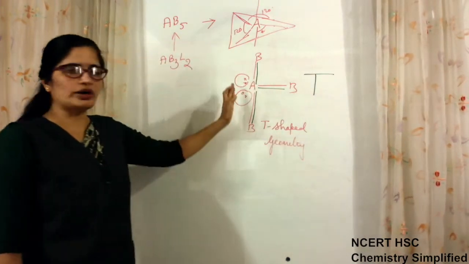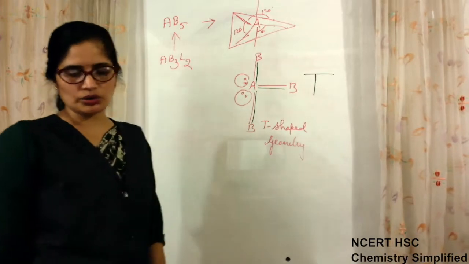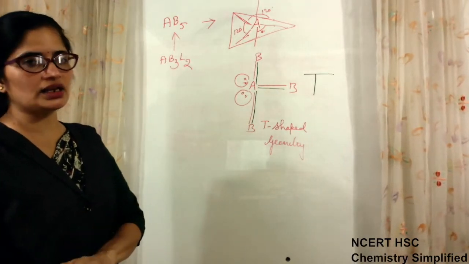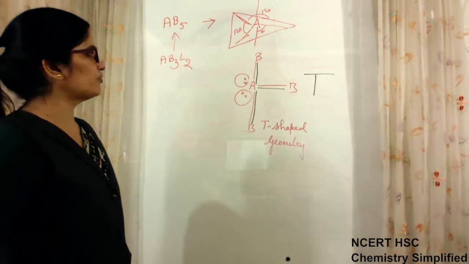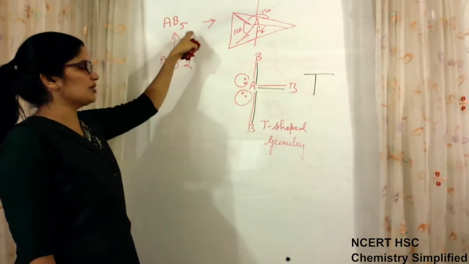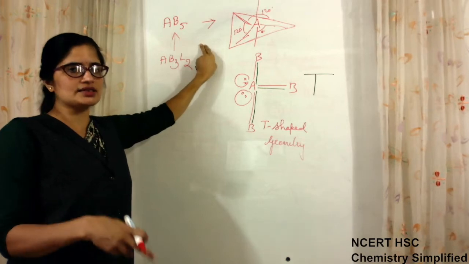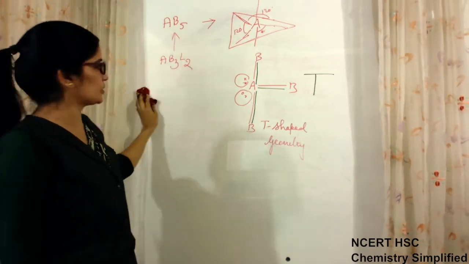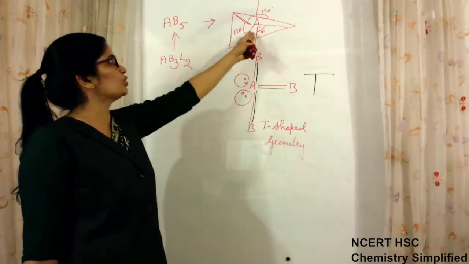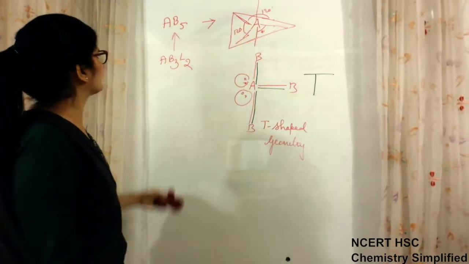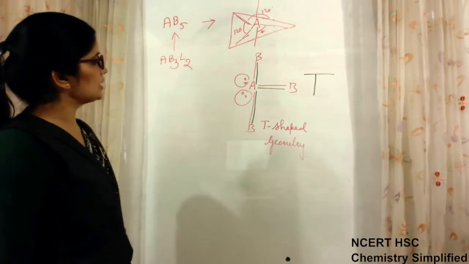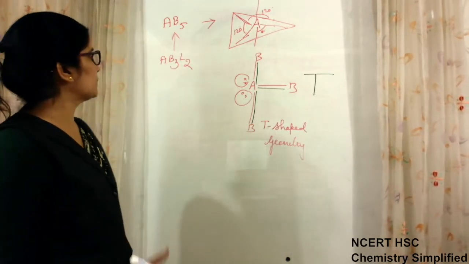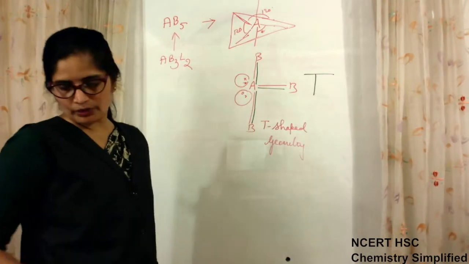Definitely the bond angle will change, but again we are not going to discuss about the bond angles. Bond angles we have been discussing till AB4 type of molecules. Okay, from AB5 onwards we will only discuss distorted geometry but not the bond angles which are distorted. Normal bond angles are known to us, 90 and 120. Clear? So this is AB3L2 with T-shaped geometry. Now we will take one example which has this type of geometry.